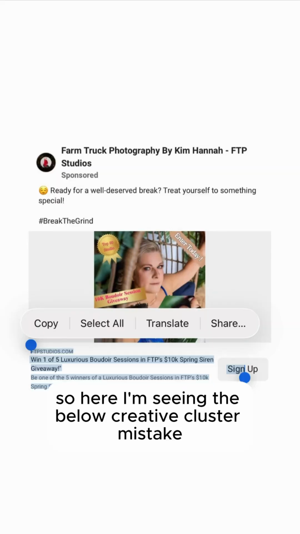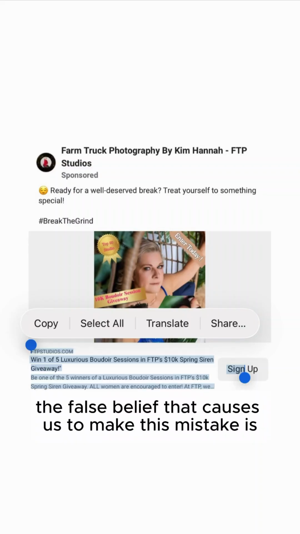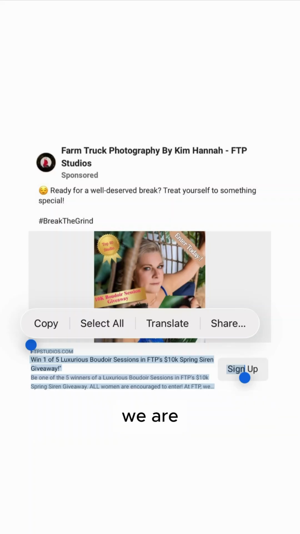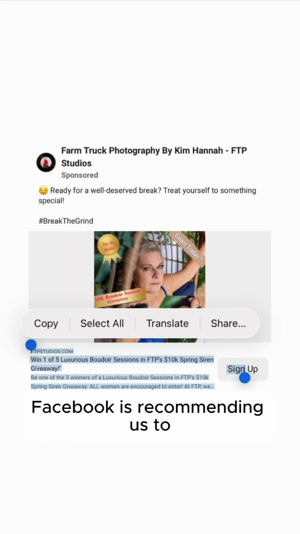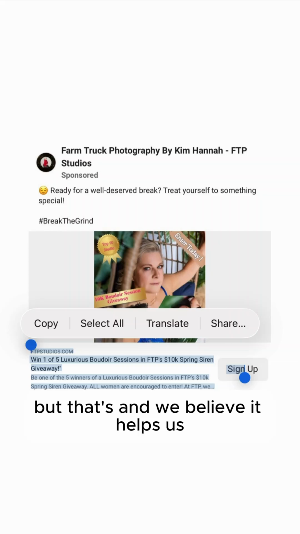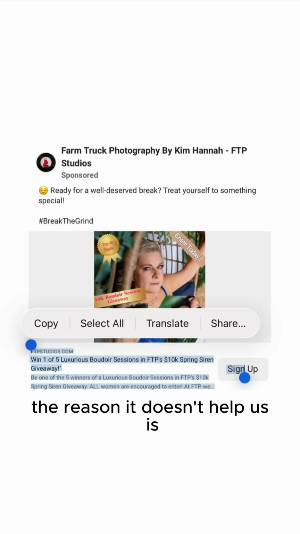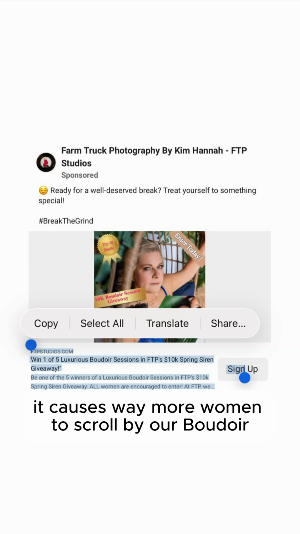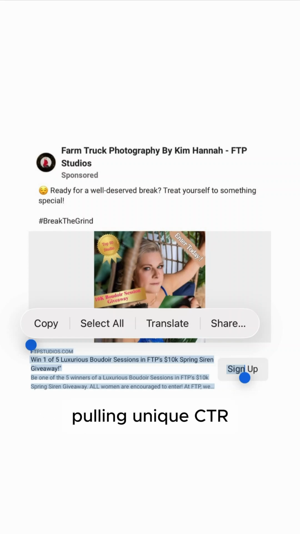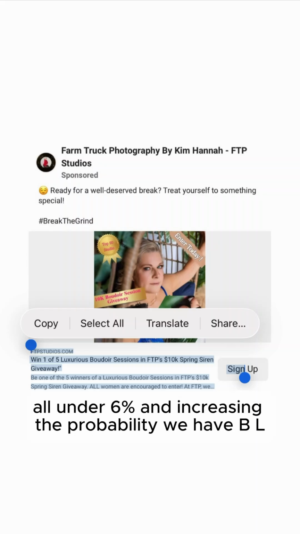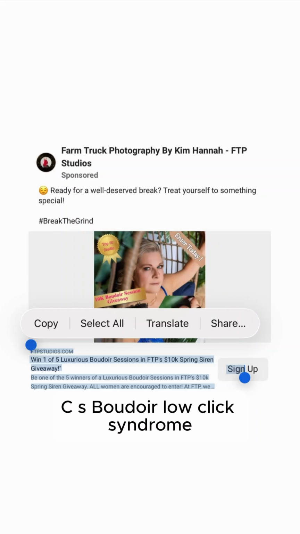So here I'm seeing the below creative cluster mistake. The false belief that caused us to make this mistake is basically that we're following what Facebook is recommending us to fill out when we create our ad. We believe it helps us, but actually it helps Facebook. The reason it doesn't help us is it causes way more women to scroll by our boudoir Facebook ad than necessary, pulling unique CTR under 6% and increasing the probability we have BLCS, boudoir low click syndrome.